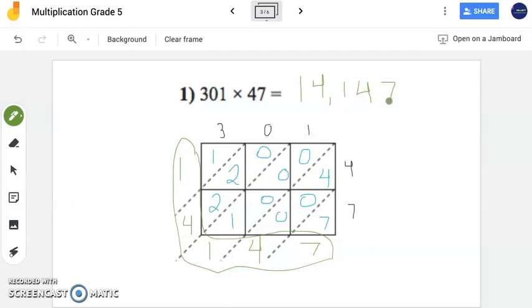Now you can choose to use standard algorithm, you can choose to use lattice multiplication or partial products. Any method works, and any method is going to give you the answer to this problem as 14,147. This is just another multiplication method that you are welcome to use.